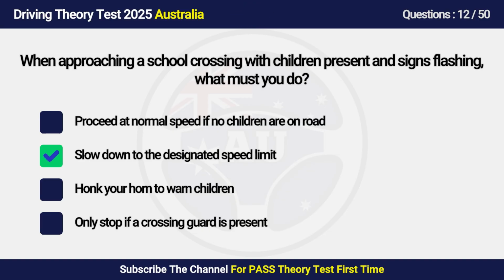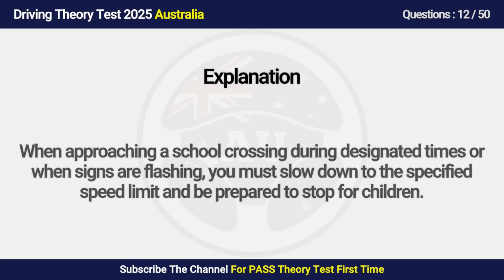Answer is B. Slow down to the speed limit. When approaching a school crossing during times or when signs are flashing, you must slow down to the speed limit and be prepared to stop for children.